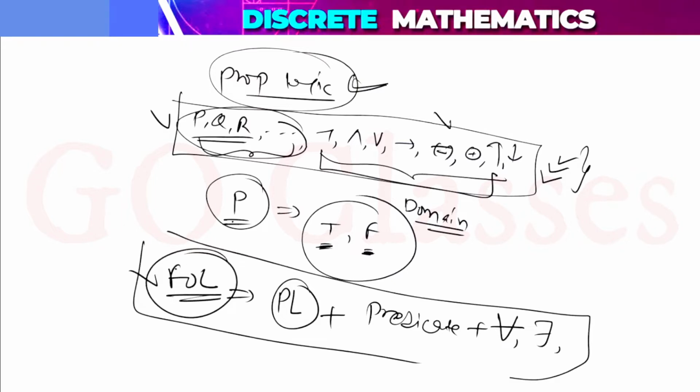So first order logic is more powerful than propositional logic, because all the features of propositional logic are already present, plus some additional features. The most important features of first order logic are these. What is a predicate, what is a quantifier, these are the most important features of first order logic. Let's see, what is a predicate?